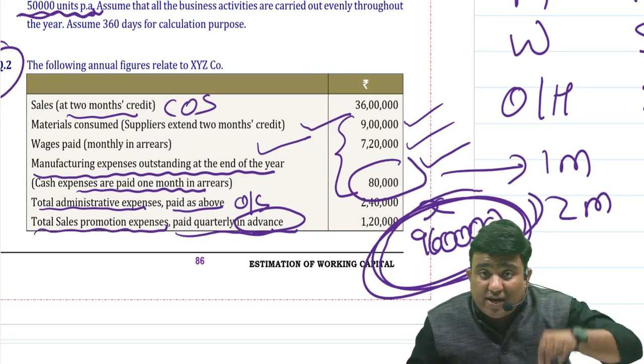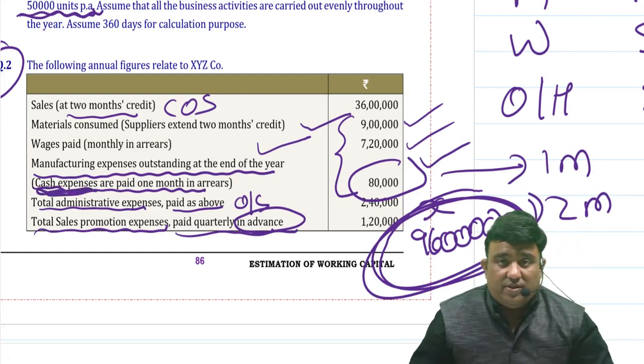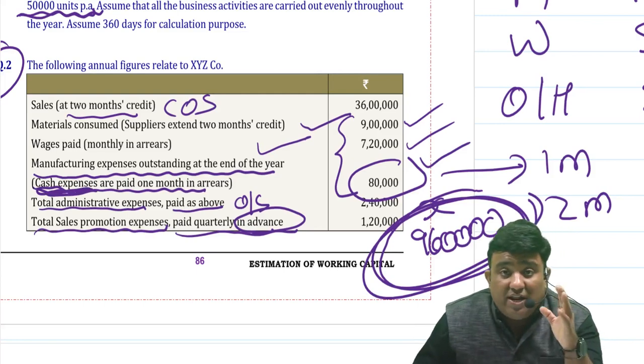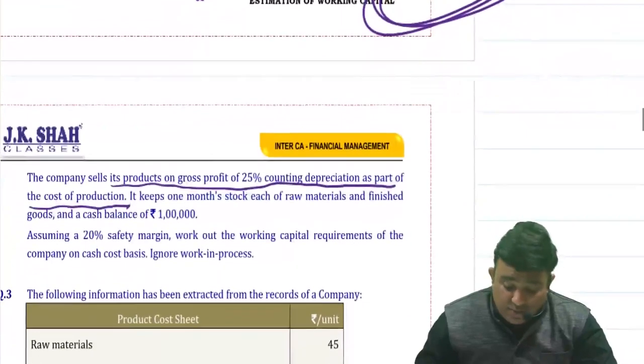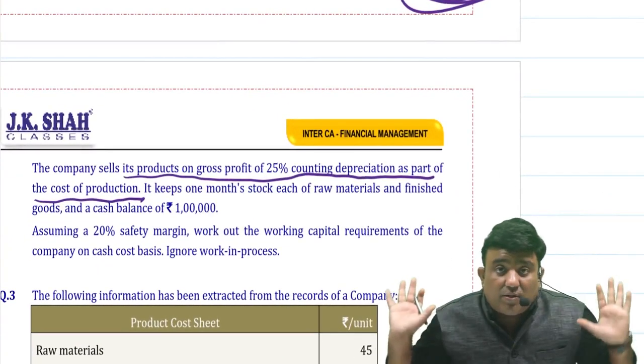One more thing, the bracket indicates it's a cash expense. So by default, this is a cash expense. Even though it is not specified as a cash expense, student, outstanding is always a cash expense. So depreciation is by default ignored. So no need to panic about whether we should include or exclude the depreciation. By default, it is excluded.